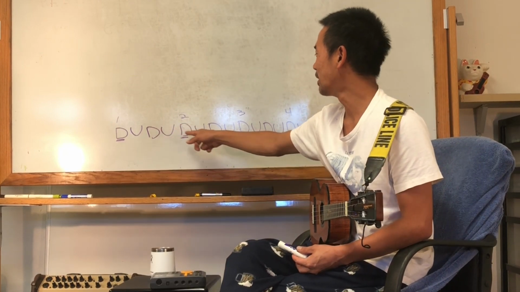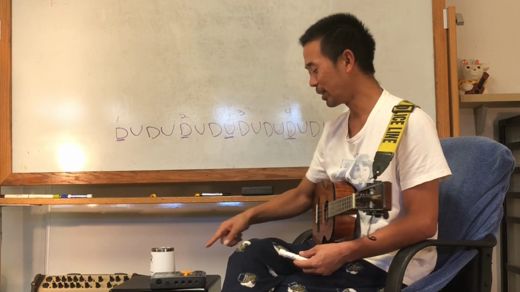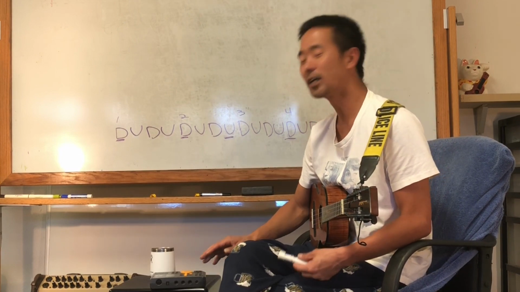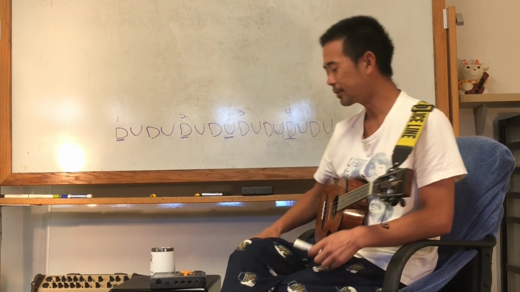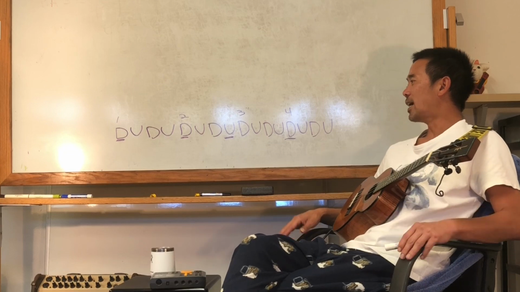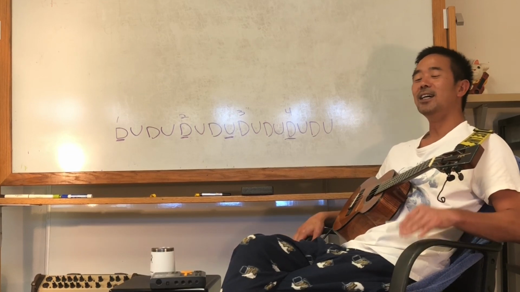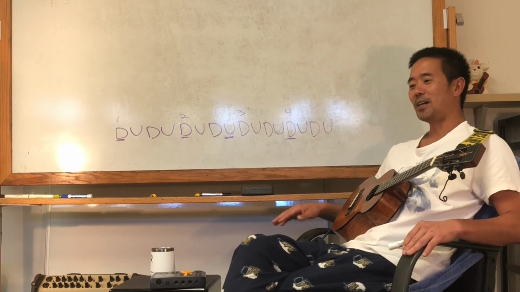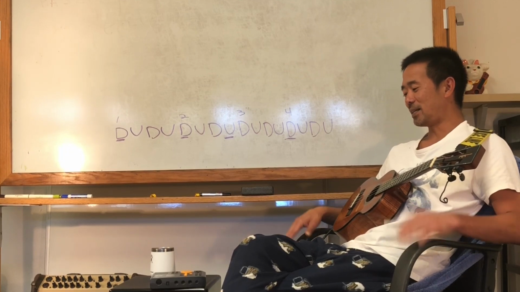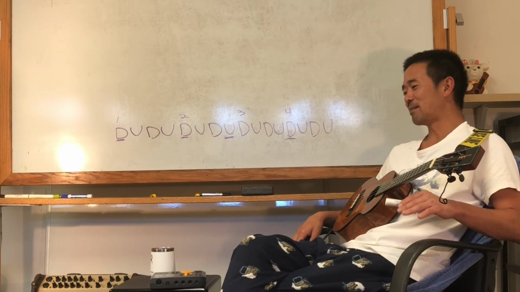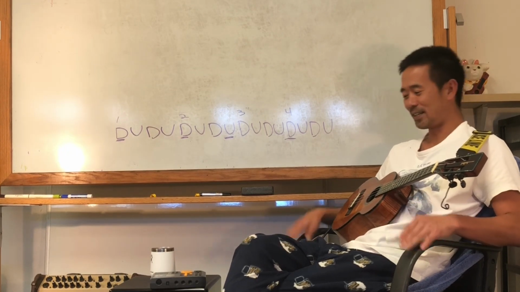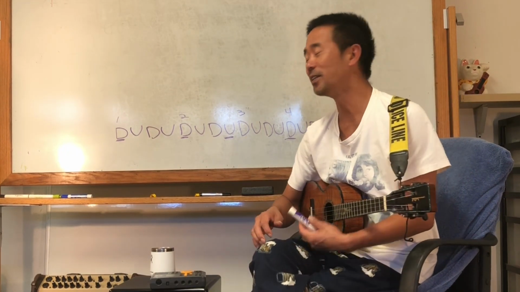Say the down, up, down, up, down, up with the metronome. Okay? Here we go. We'll come in on the next one. Here we go. Down, up, down, up, down, up, down, up. Again. Down, up, down, up, down, up, down, up. Okay? So we should be able to do that.